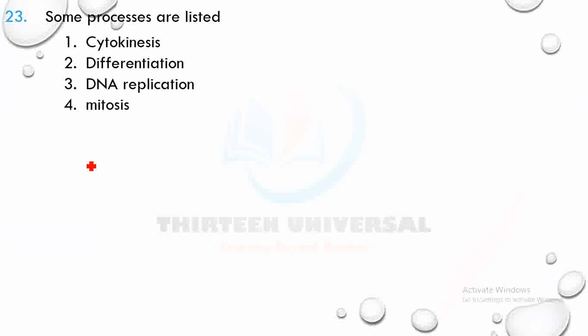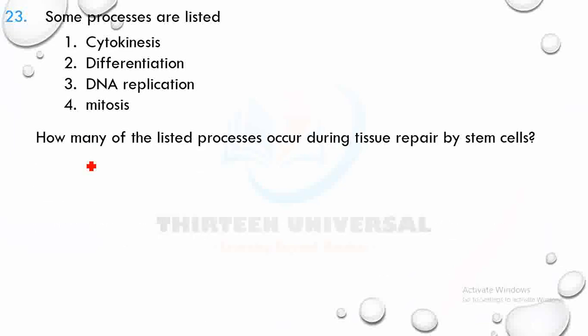Okay, let's continue. Some processes are listed: cytokinesis, differentiation, DNA replication, mitosis. How many of the listed processes occur during tissue repair by stem cells? Pause the video and try.